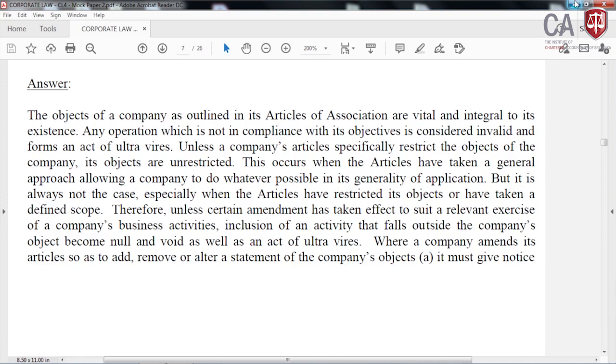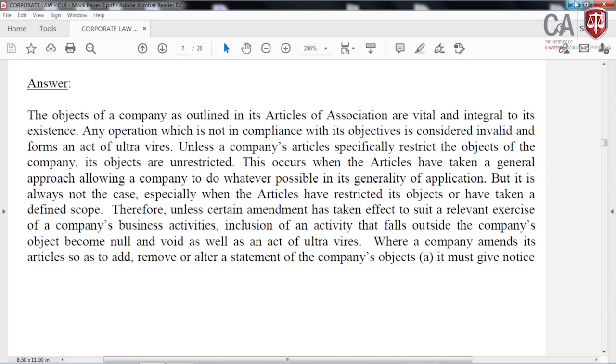This occurs when the articles have taken a general approach, allowing a company to do whatever is possible in its generality of application. But it is not always the case, especially when the articles have restricted its objects or have taken a defined scope. Therefore, unless a certain amendment has taken effect to suit a relevant exercise, a company's business activities inclusive of an activity that falls outside the company's objects become null and void, as well as an act of ultra vires.